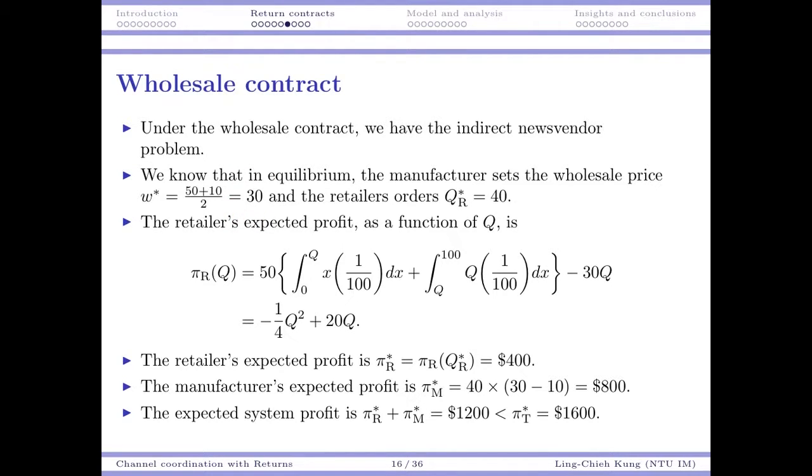And then, in this case, you can also verify the retailer will order 40 units. You simply need to plug 30 into the previous page formula. You will see that the quantity will be 40.